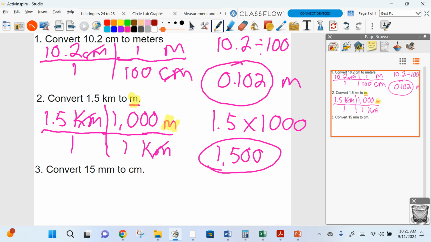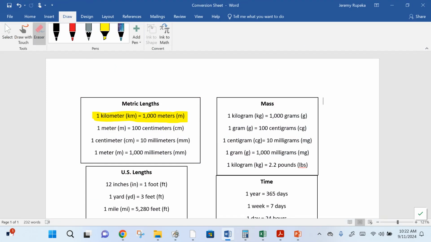Number 3, converting 15 millimeters to centimeters. I have 15 millimeters is what I'm starting with over top of 1. As I take a look over here in the next box, I'm looking for a conversion between mm and cm. So where do I look? I look at my conversion sheet. Over here on the conversion sheet, 1 kilometer, 1,000 meters, 1 meter, 100 centimeters. That's not it. 1 centimeter, 10 millimeters. Hey, that sounds like that might be something. Or I also have 1 meter is 1,000 millimeters.